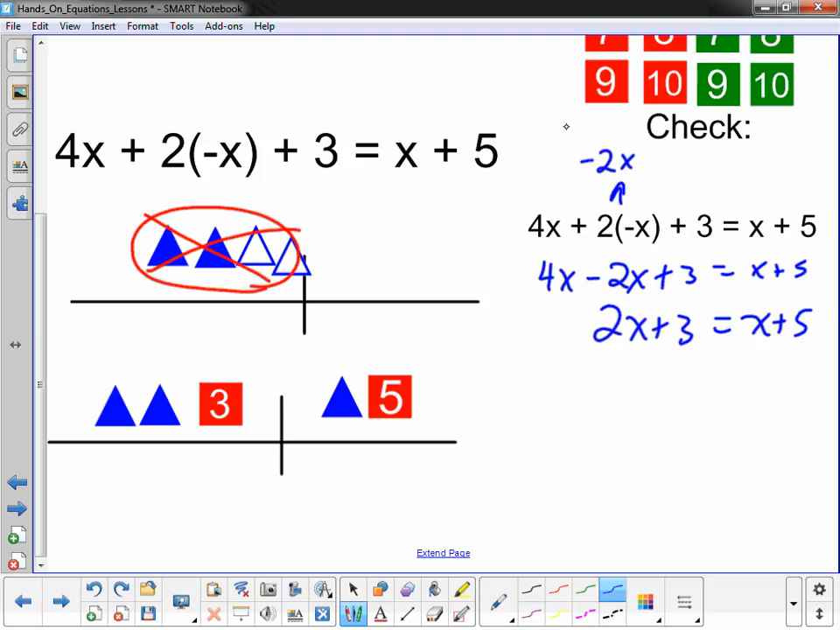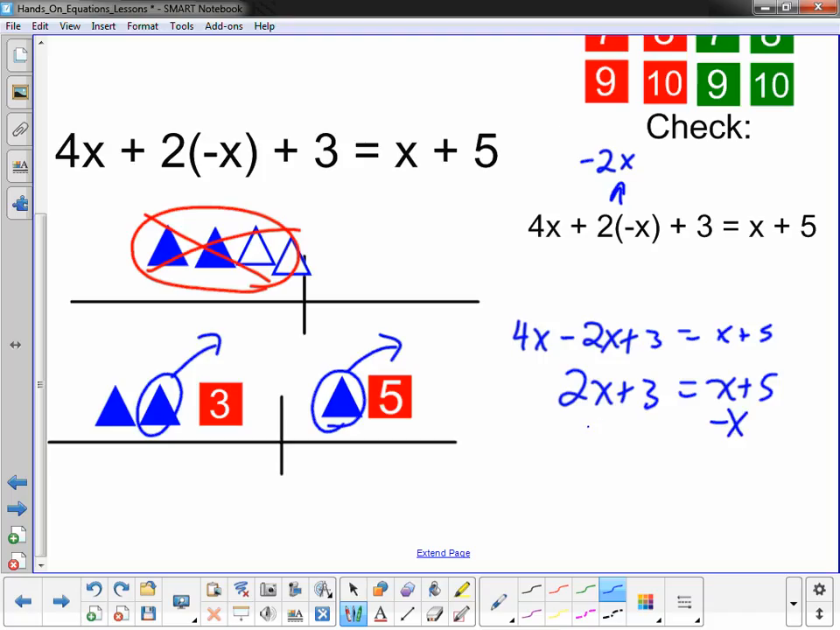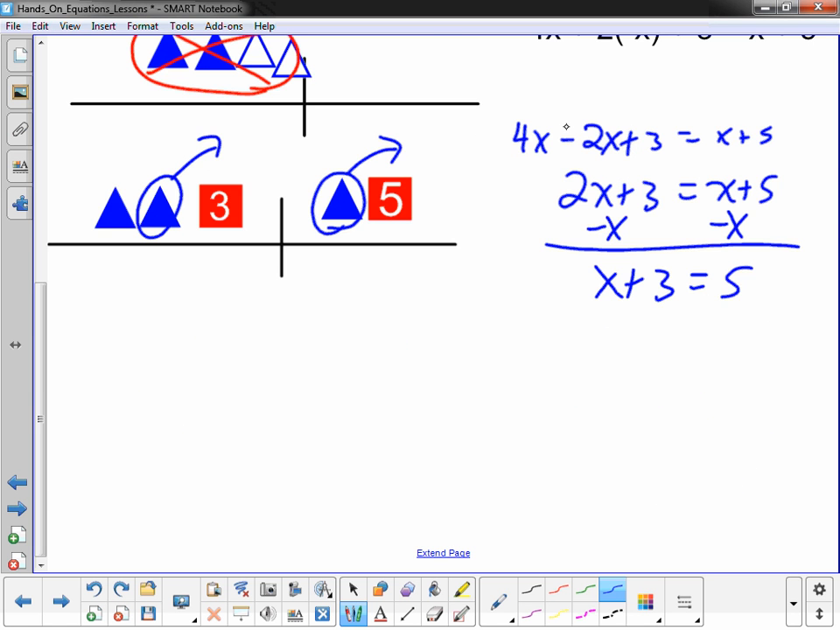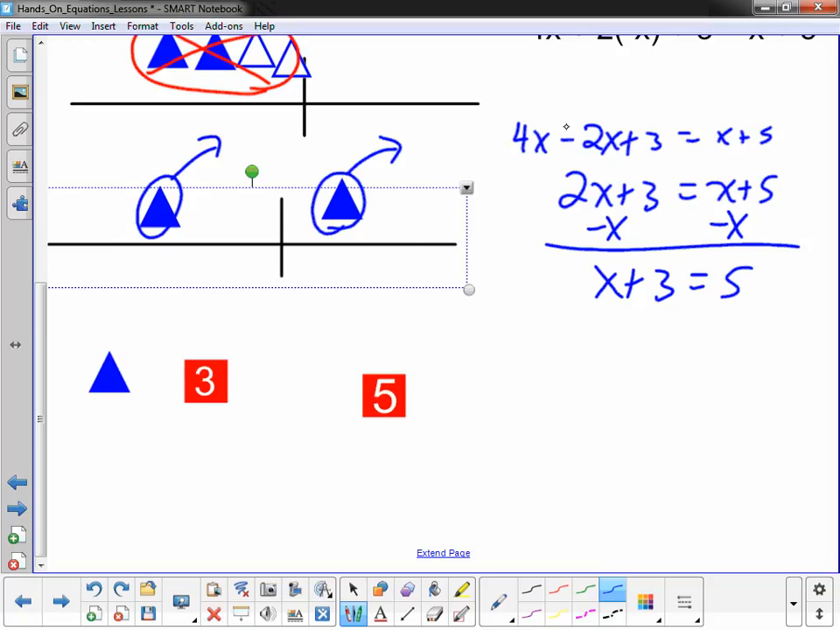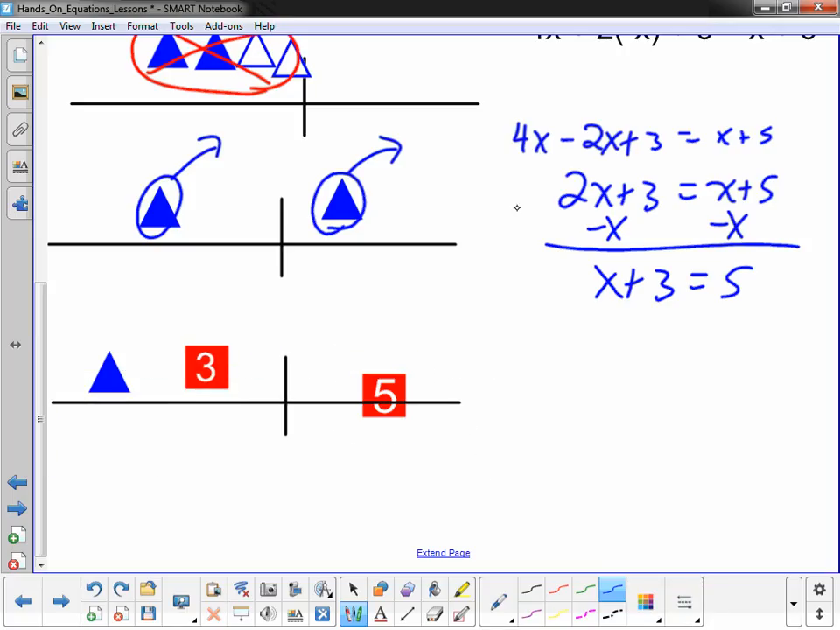Okay, so I have both problems at exactly the same place. I've cleaned them up. I've got 2x plus 3 equals x plus 5. So what I would do is eliminate an x from both sides, right? So that means I'm subtracting an x from the left and from the right. That gives me an x plus 3 equaling 5. So when I look at my problem, I have this x, this 3, this 5 still left on my board. Hopefully we all agree there.